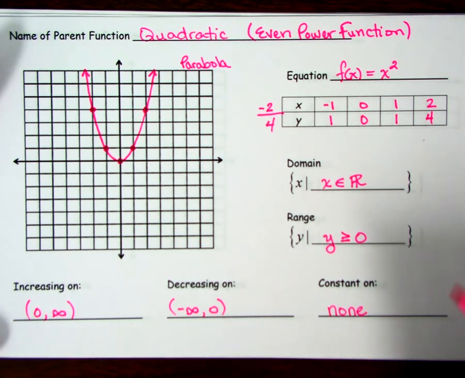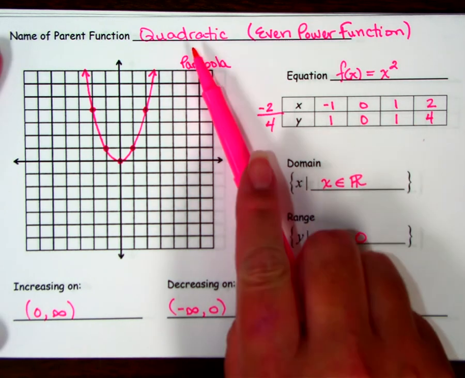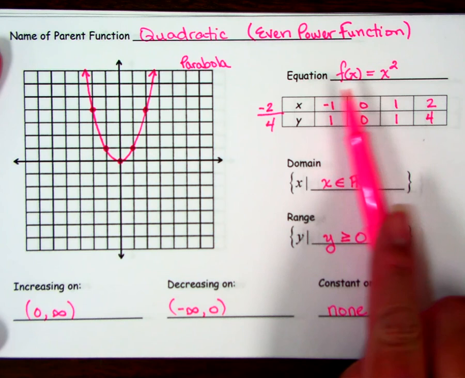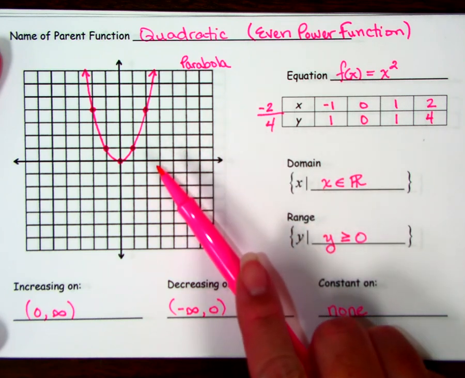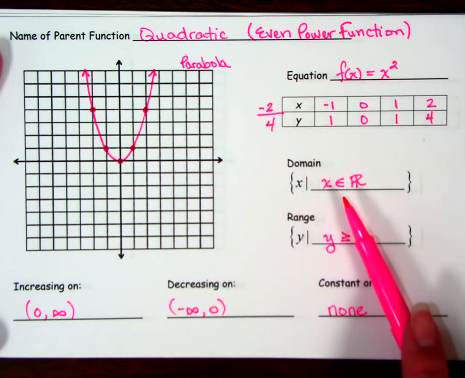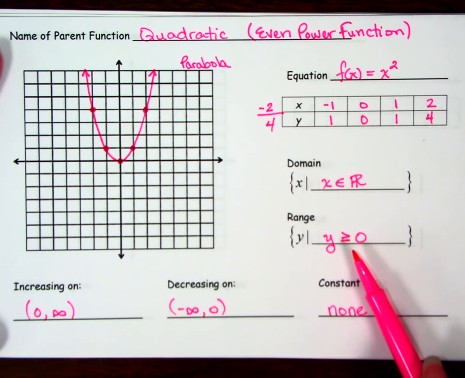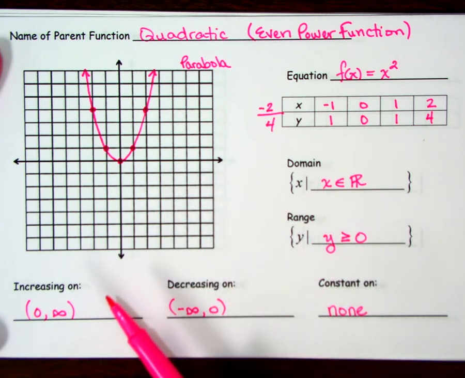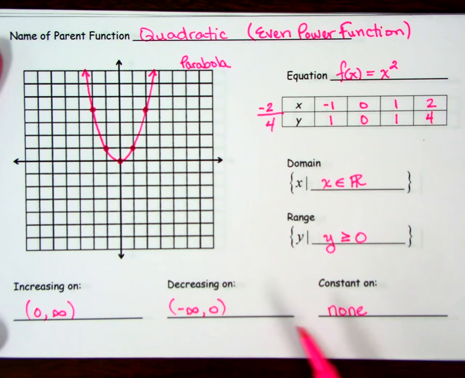Okay, the things you need to know about the quadratic parent function are the name, the equation, the shape of the graph, the domain, and the range. And of course, if you have the graph, you can figure out the intervals where it is increasing, decreasing, or constant.